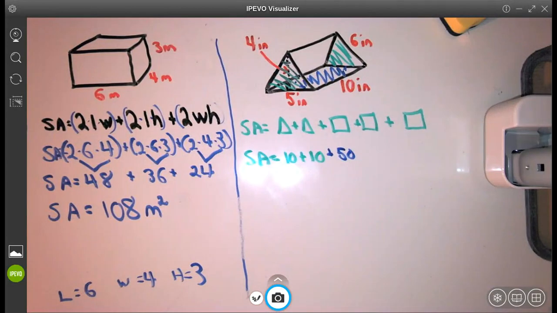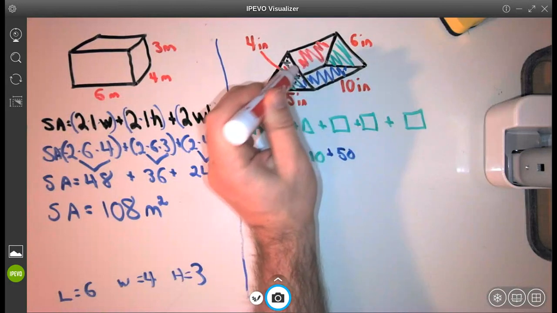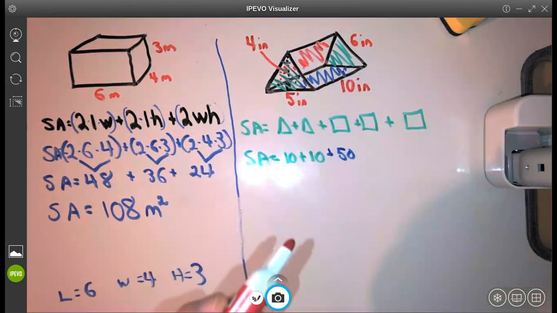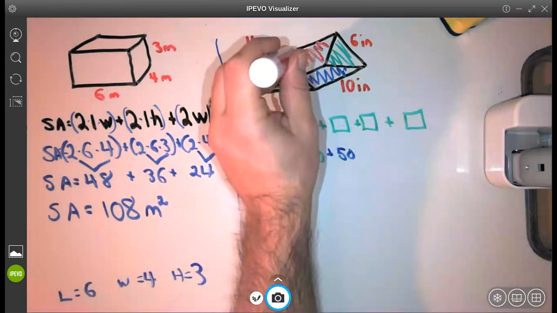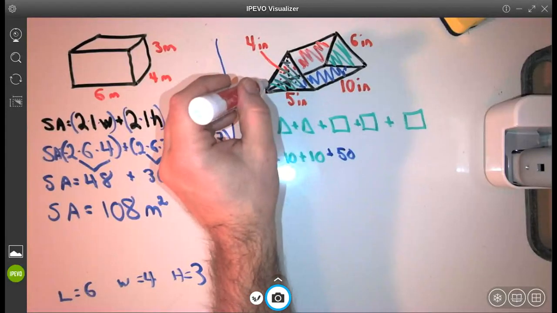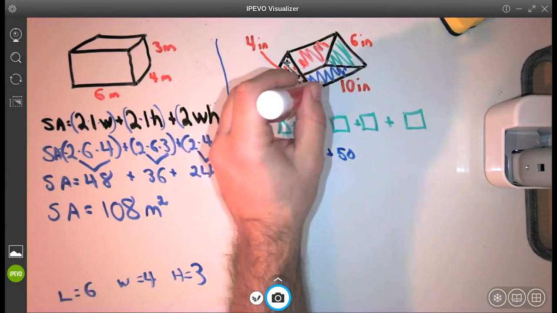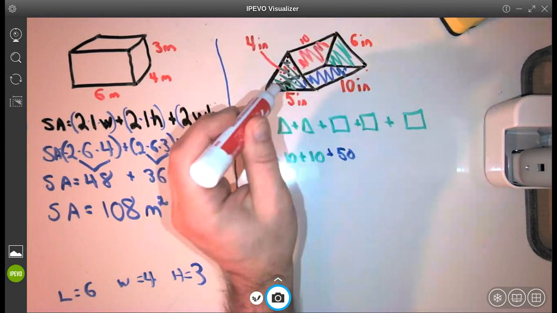Okay. Then I'm going to find the area of one of the other rectangles. So I'm just going to choose this one in the back. So this rectangle back here. The dimensions of this might be a little bit harder to find. Okay, so this would be the length and this would be the width of that rectangle. So from here to here is 10. That means that this is 10 as well.